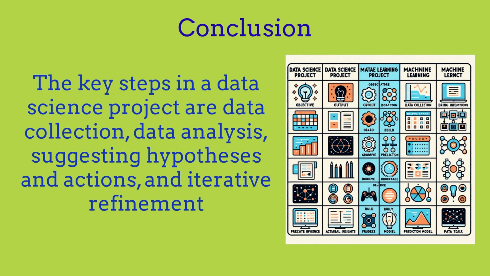So in this video, we learned the key steps inside of a data science project, and we know that they are data collection as number one. The second one is data analysis. The third one is suggesting hypotheses and actions. And finally, the last one is the iterative refinement. And after all of these are done, then we're going to have a pretty solid idea of what things work and what things do not work, so we can keep on creating and manufacturing things in such a way that it will always be accurate in terms of our design.